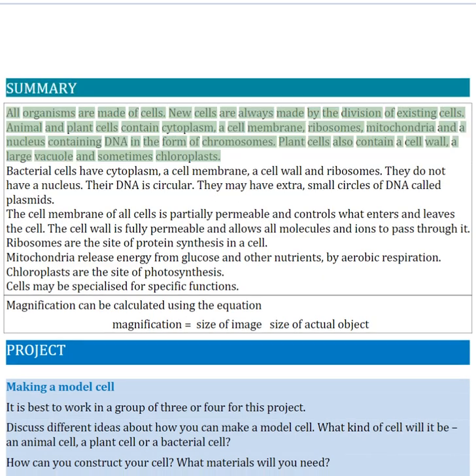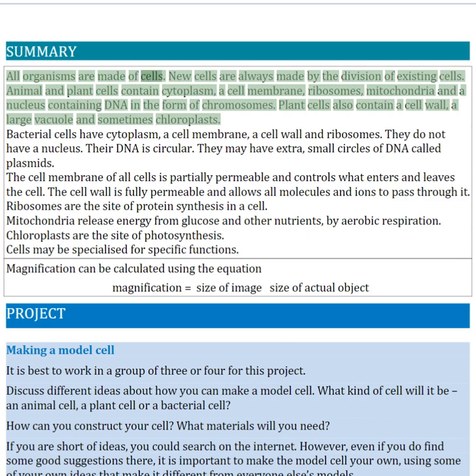Summary. All organisms are made of cells. New cells are always made by the division of existing cells. Animal and plant cells contain cytoplasm, a cell membrane, ribosomes, mitochondria, and a nucleus containing DNA in the form of chromosomes. Plant cells also contain a cell wall, a large vacuole, and sometimes chloroplasts.